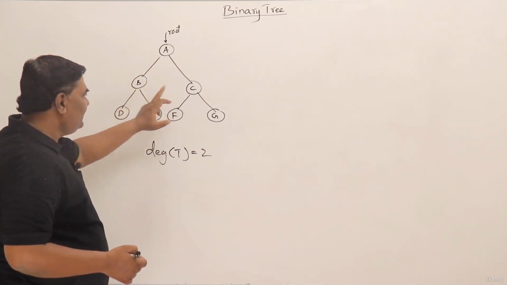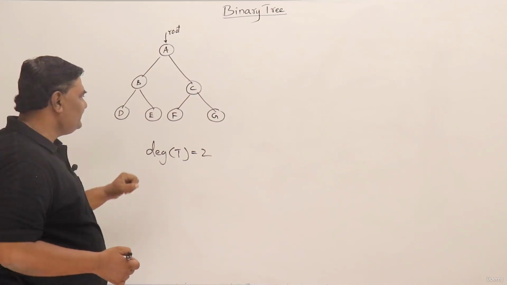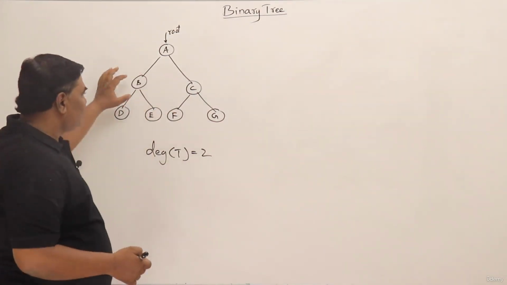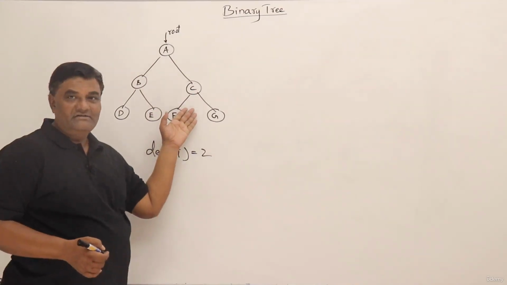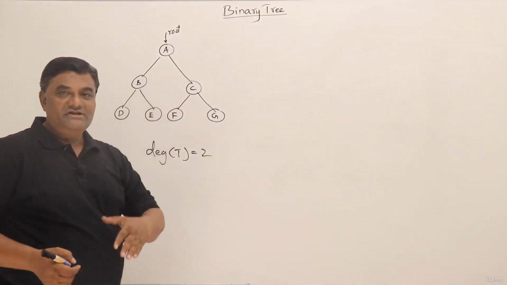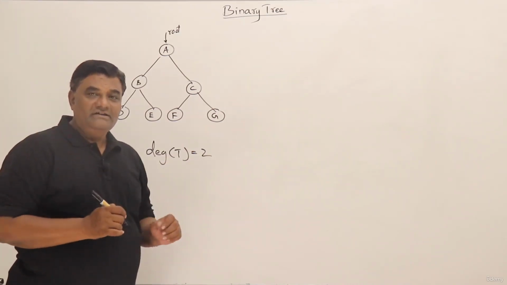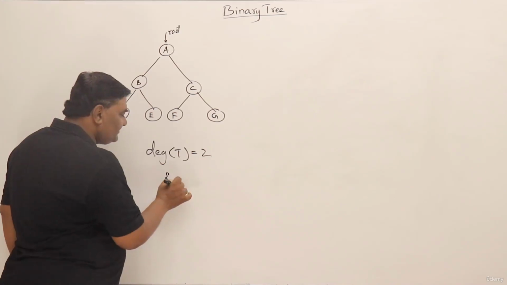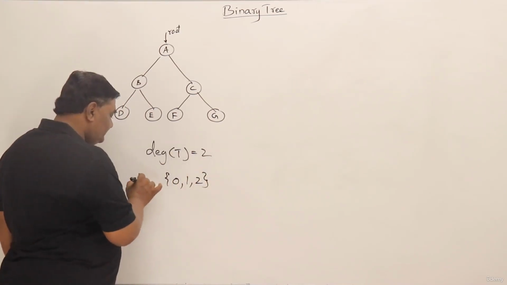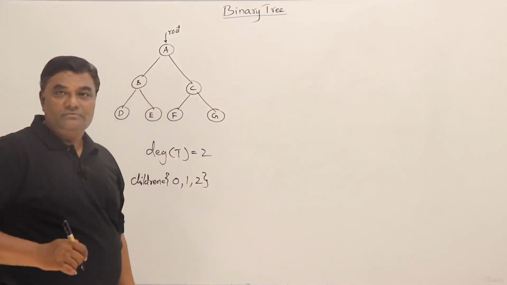A is having B and C. B is having D and E. Likewise, C is having F and G. As there are only 2 children, we will give names to the children. This is left child and this is right child. So for B, this is left child and this is right child. One more definition of a binary tree: every node can have either 0 children or 1 child or at most 2 children. So children can be either 0, 1 or 2, not more than 2.